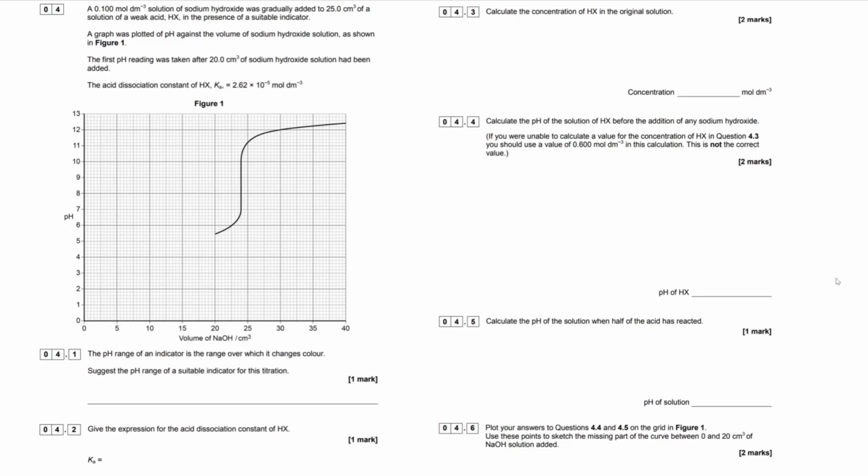Okay guys, in this video, I'm going to be looking at a set of acids and bases questions, okay? So we've got a nice titration curve here, going on to some subsequent calculations. But as always, pause the video, attempt the question yourself.